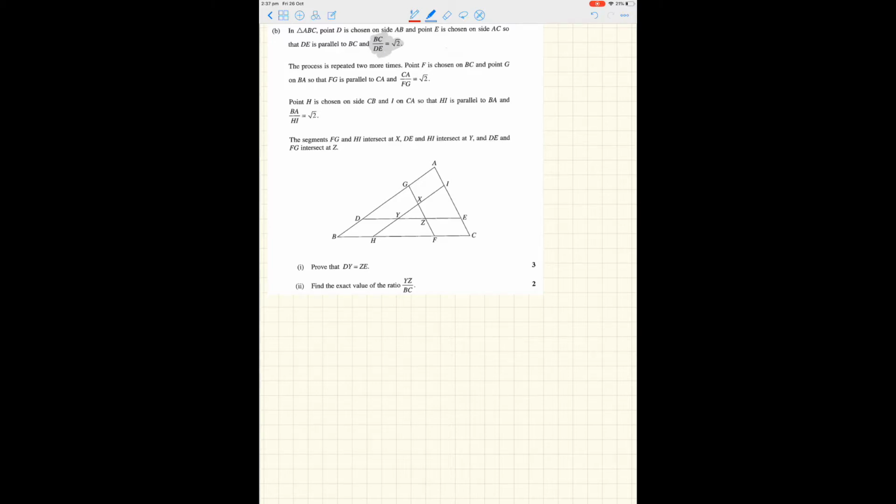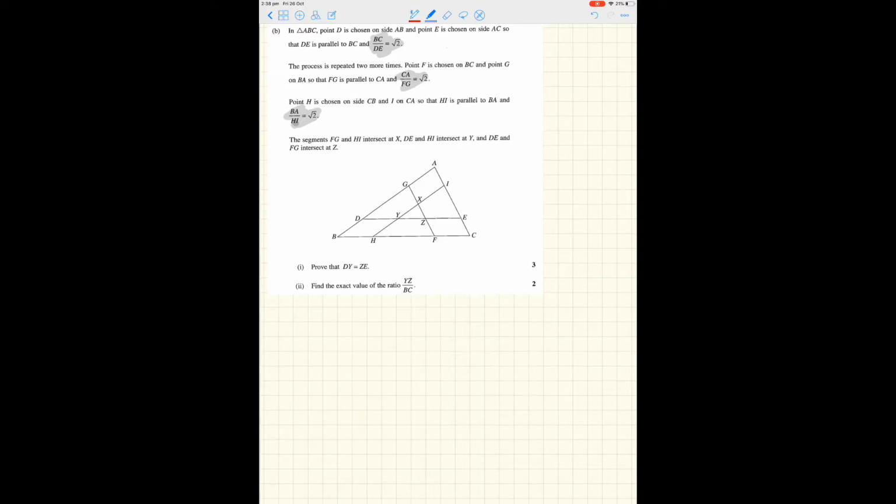Obviously there's a lot of ratios here. BC over D is the square root of 2. Also CA over FG is also the square root of 2. BA over HI is also the square root of 2. Look, there's a few things that we can't assume. We can't assume, because everything is in the same ratio, that, as some people think, we're dealing with two equilateral triangles. That's not the case.